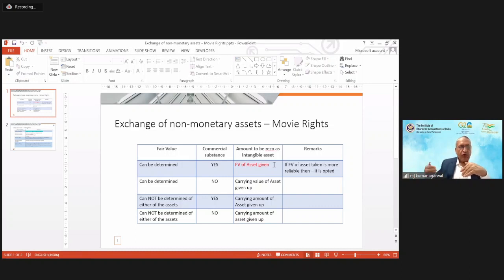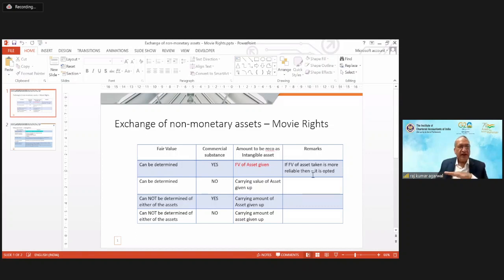And on the credit side, whatever asset you have given will be written off, and any difference, beneficially, goes to the profit and loss account on the credit side. So you make a profit out of it. There is one remark given: if the fair value of the asset taken is more reliable, then we opt for that fair value. This is the reliability ladder which we climb, as we have seen in Ind AS. Otherwise, the asset given is the basis. So the first line is the important thing.